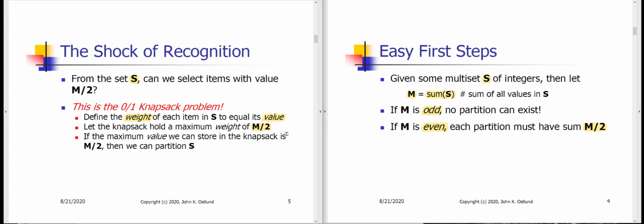Then we can ask the question, is it going to be possible to find items from the multiset S such that the maximum value we can store in the knapsack is equal to m over 2? If we have a knapsack of size m over 2, and the maximum value of items from the multiset that we can fit into that knapsack is equal to m over 2, then we must have found a subset of the multiset that sums to m over 2, and therefore the remaining items must also sum to m over 2. Okay, so we can pose this problem as a 0-1 knapsack problem and solve it that way.